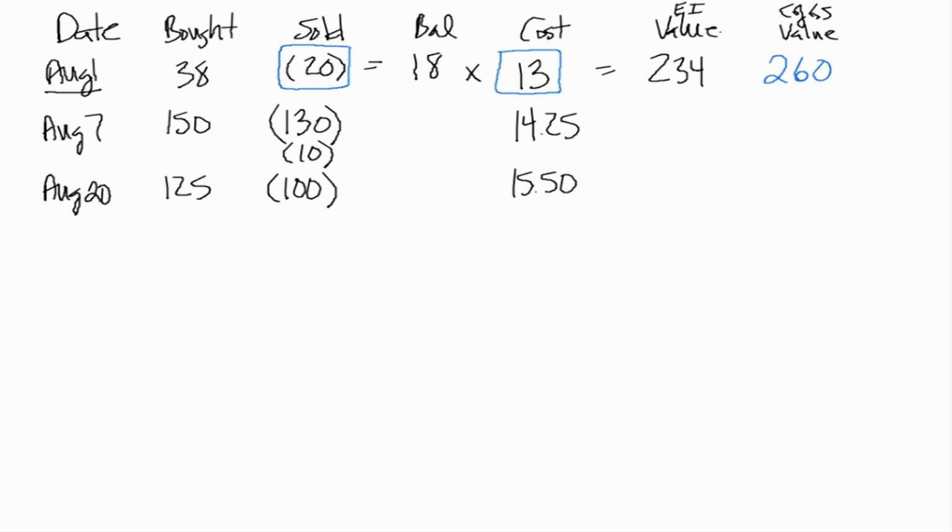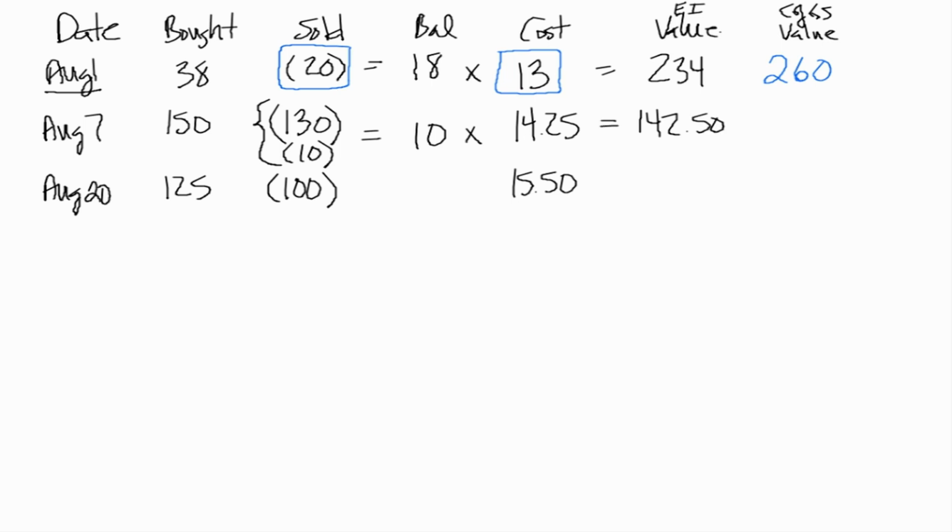Okay, good. So now, again, the 150 minus the 130 and minus the 10, right? Because we want to take away everything that we sold. That means that there are only 10 units left. These 10 units times the $14.25 are $142.50. That's in ending inventory.